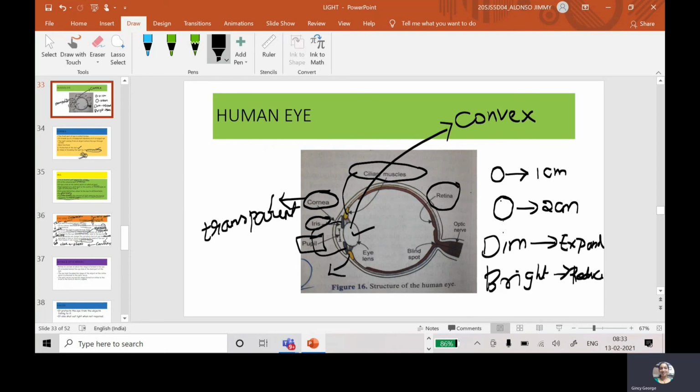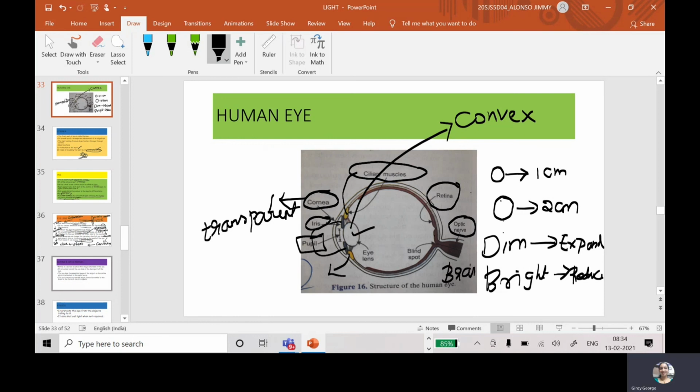For observing a shadow you need a screen. The same way there is a screen in your eyes for image formation, that is called the retina. Okay, so the retina is present here, and it is made up of many light sensitive cells, rods and cones. So the retina is the screen made up of light sensitive cells, rods and cones. And you can see the optic nerve.